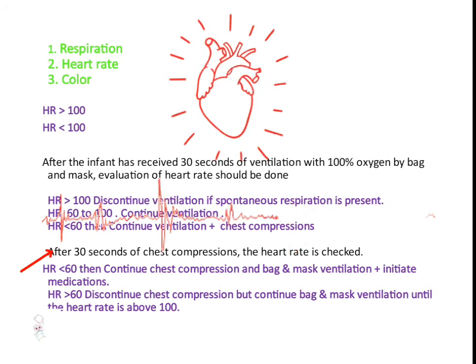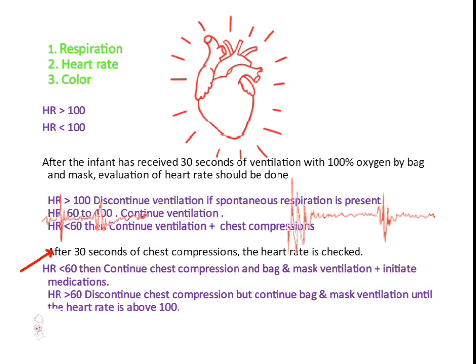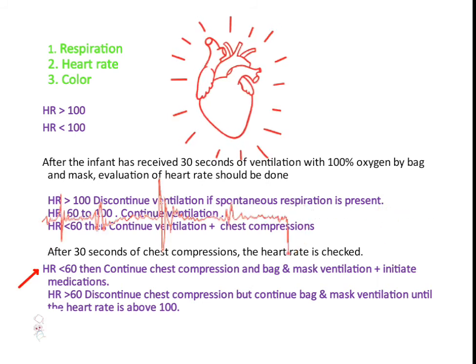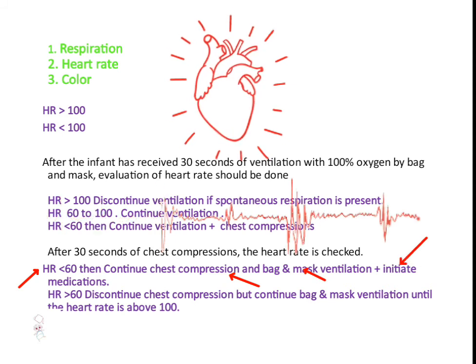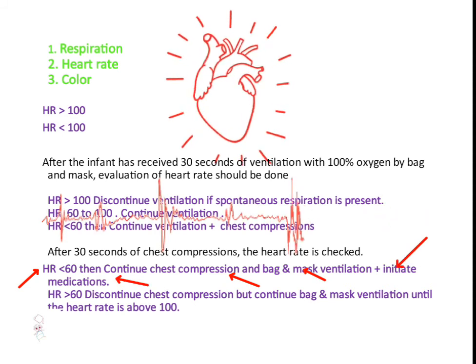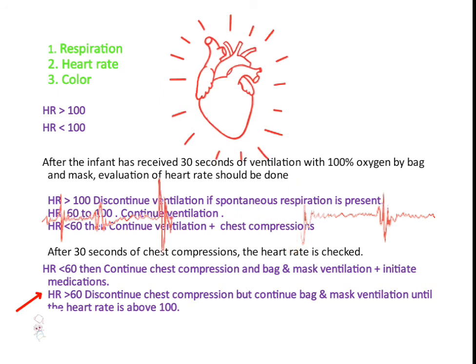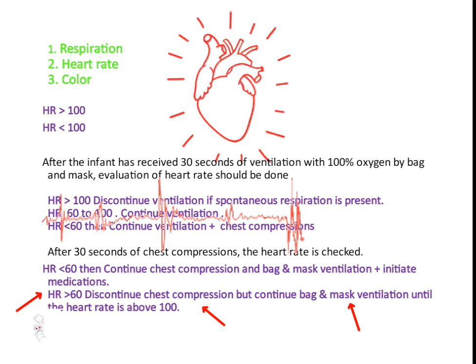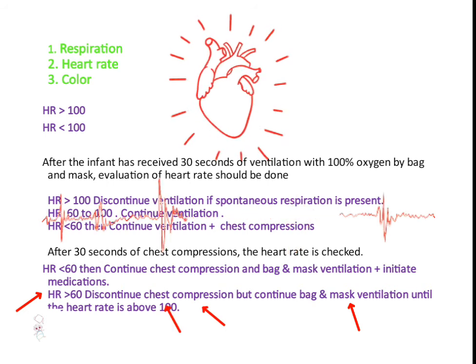After 30 seconds of chest compressions, the heart rate is checked. If heart rate is less than 60, then continue chest compression and bag and mask ventilation plus initiate medications. If heart rate is more than 60, discontinue chest compression but continue bag and mask ventilation until the heart rate is above 100.